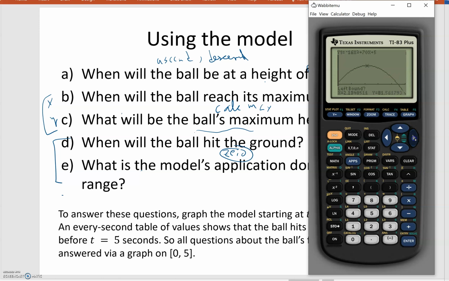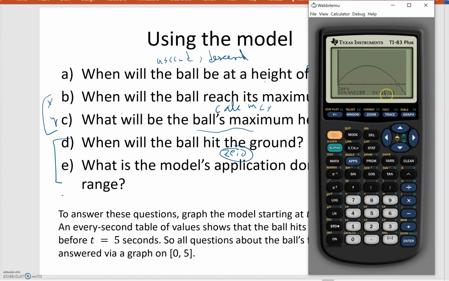and I want to choose a left bound that's sort of close to that 0. That looks pretty good. And then for a right bound, okay, for a right bound, that will do. And my guess is right there. So there you go. There's my 0.